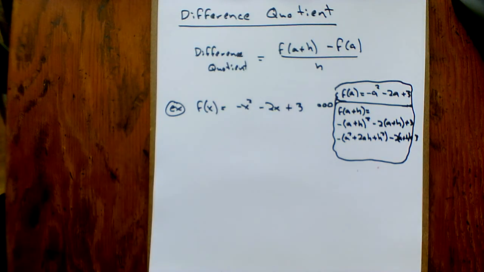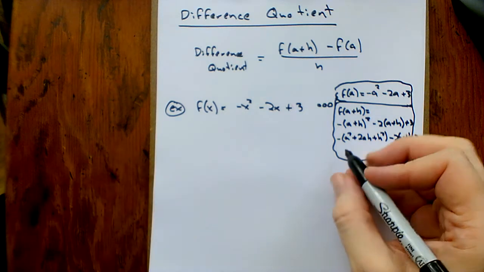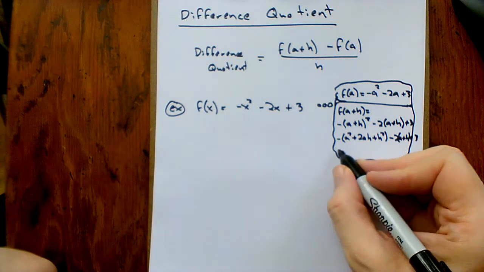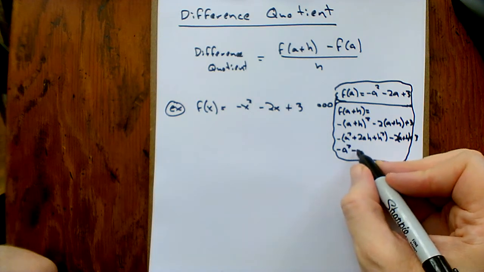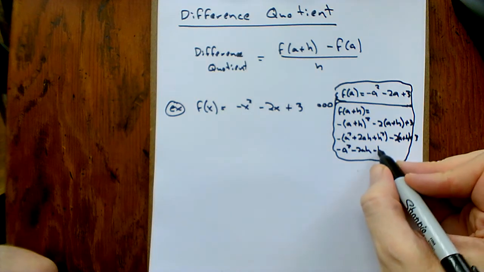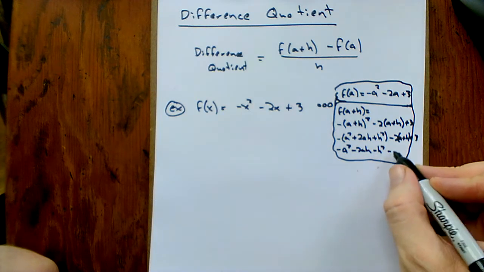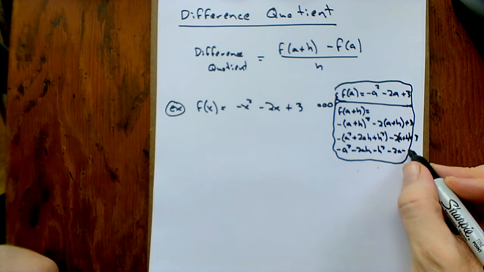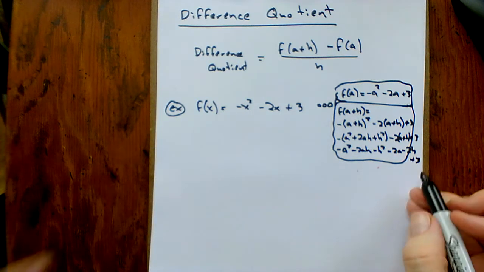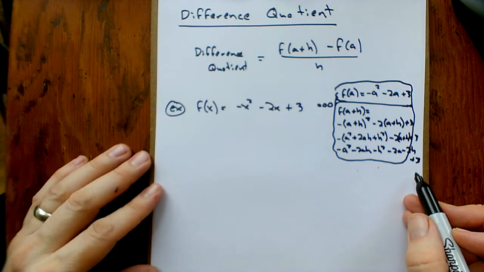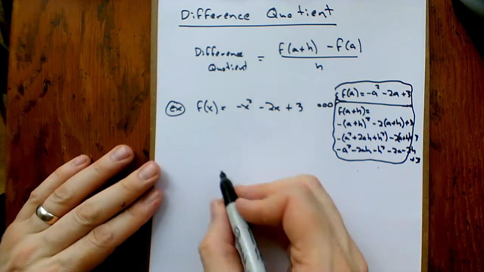I'm going to have negative a squared minus 2ah minus h squared. Then I'm going to have minus 2a minus 2h plus 3. That's going to be hard to see right here, but I'm going to rewrite this in just a second.